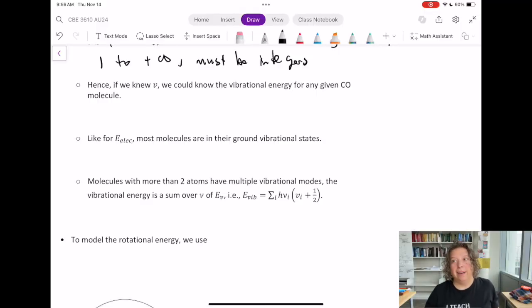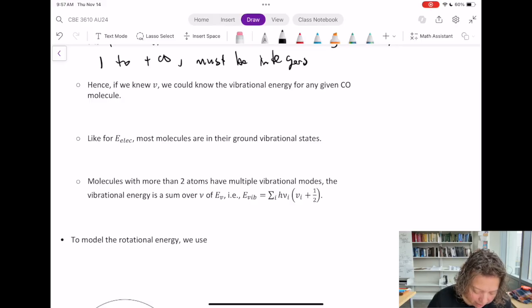However, it's not as dramatic as electronic energy. For electronic energy, almost everything, it doesn't matter how hot you are. You could be at 1,000 Kelvin and almost all of those molecules or atoms are going to be in their ground state. Vibrational energy, most things are in their ground state, but there's a population of things that are in excited states. But it's not like translational where most things are in their excited state.